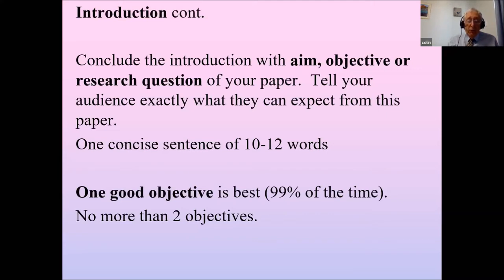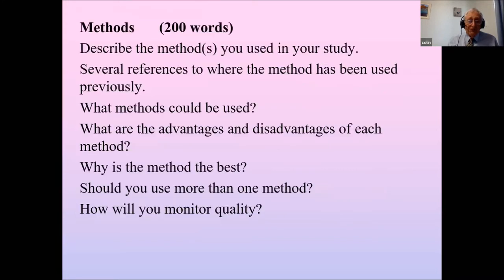It's better to have one good objective and have your paper address one topic and only one topic. And of course, if you've done a project and you've got 3 or 4 objectives, that means that you can get 3 or 4 papers, of course, if they're worth publishing.